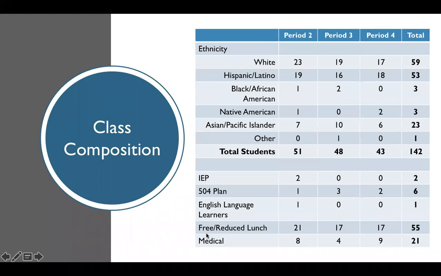I wanted to give an overall overview of the 3 classes that I taught this semester. I used the school's database to distinguish different categories such as ethnicity, students with IEPs, 504 plans, English language learners, free reduced lunch, and medical. The biggest one that I had an issue with was the medical. So I had 21 students over the semester that had a medical issue. It's pretty hard to build lessons around medical issues, but it's not impossible. So I just had to take the extra step to modify my lessons accordingly based on the different medical issues that came up.